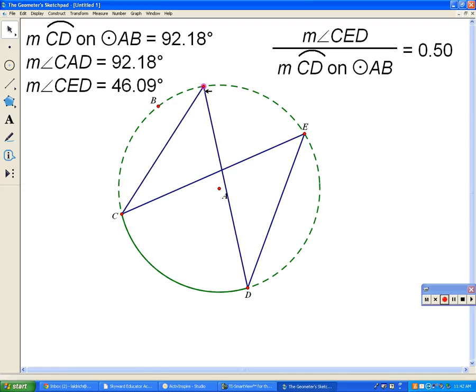But let me ask you this. We know that the measure of angle CED is 46.09 degrees because it's half of this, right? What is the measure of this angle right here that I don't have labeled? The same. It's going to be the same. They have the same arc. Right, because it intercepts the same arc. So if this angle is half of this arc, and this angle is half of that arc, what has to be true about those two angles? They have to be the same because they're both half of the same arc, and we see that that is true.